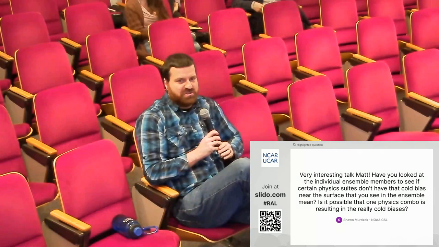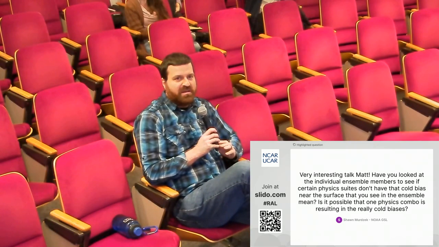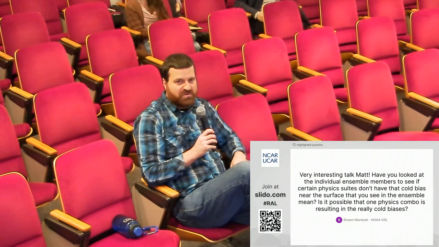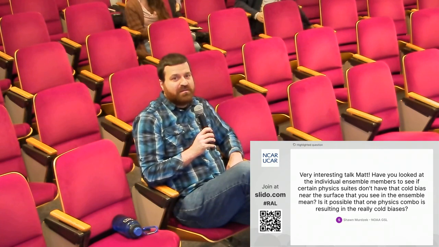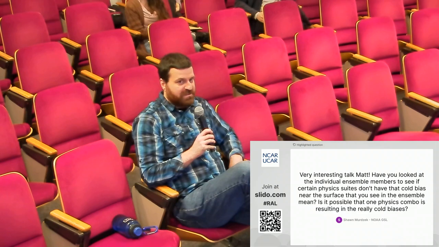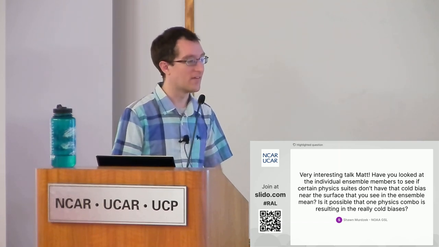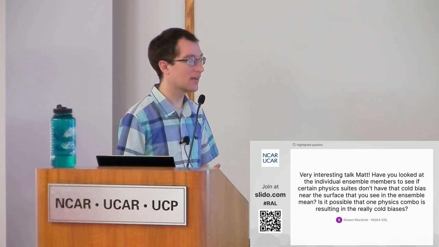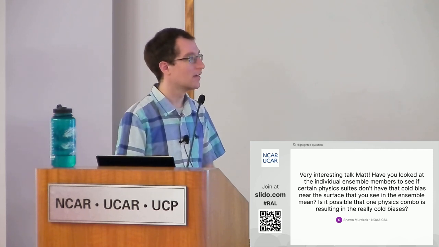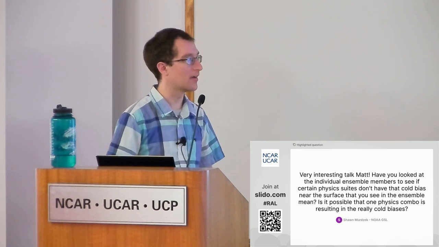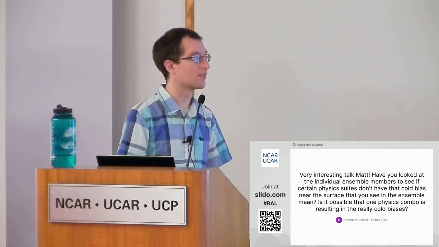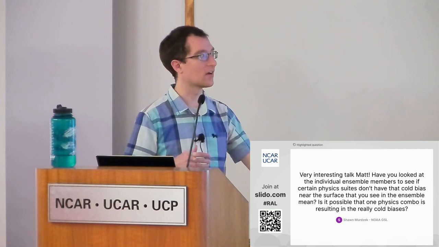Question online from Sean Merdzek at NOAA. Very interesting talk, Matt. Have you looked at the individual ensemble members to see if certain physics suites don't have that cold bias near the surface that you see in the ensemble mean? Is it possible that one physics combo is resulting in the really cold biases? Yeah, that's a really good question. Thanks, Sean. I've looked at a number of the different physics combinations, but not systematically. It seems like it happens pretty much no matter what physics options from that list in the ensemble I pick. But I should go through it systematically and really see if any of them are worse than the others or not.